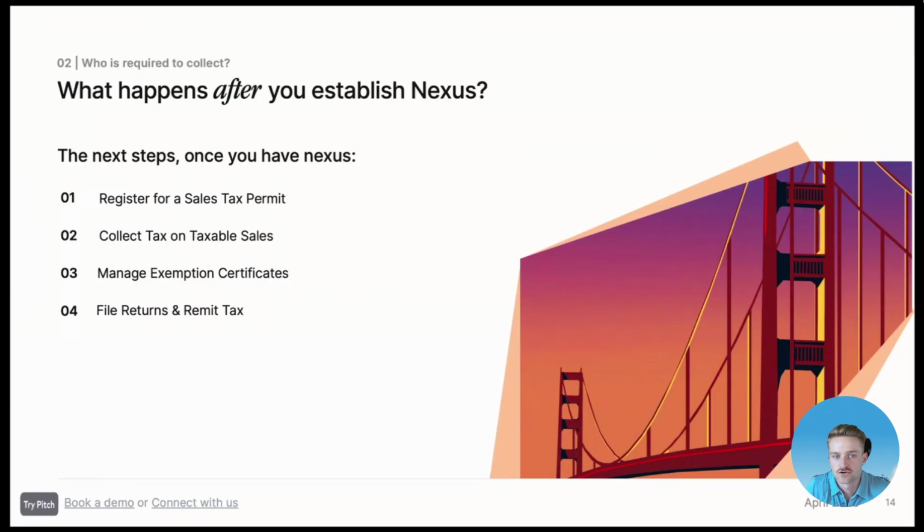So what happens after you establish nexus? You need to register for a sales tax permit. You need to start tax collection on taxable sales. If applicable, you need to manage exemption certificates. And lastly, you need to file returns and remit tax. It's important to note that item 2 sounds simple, but it can be a little bit tricky.